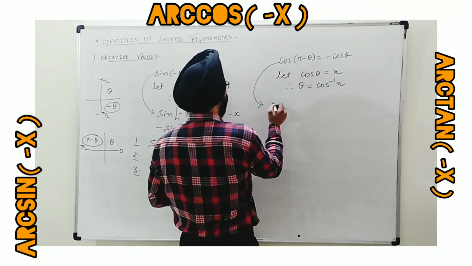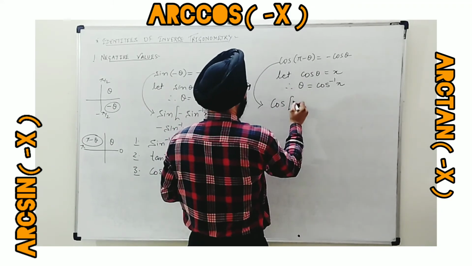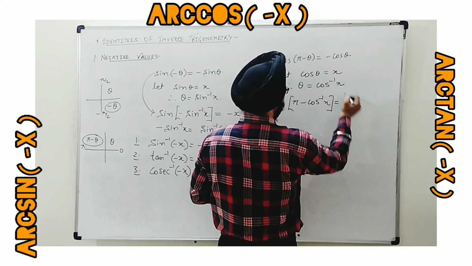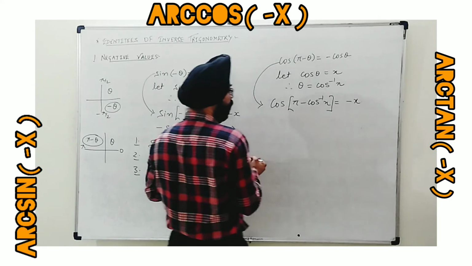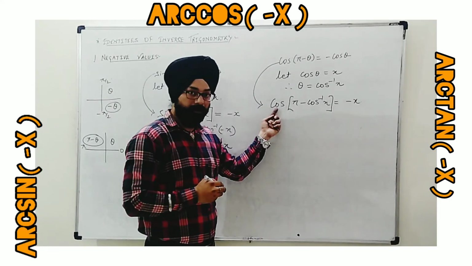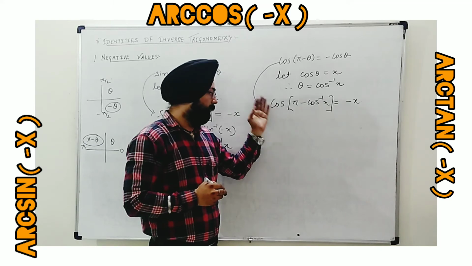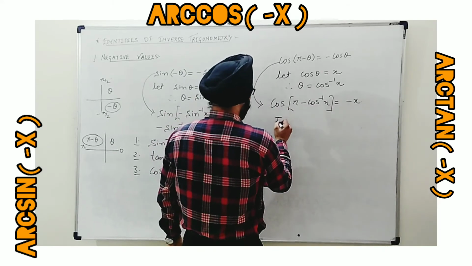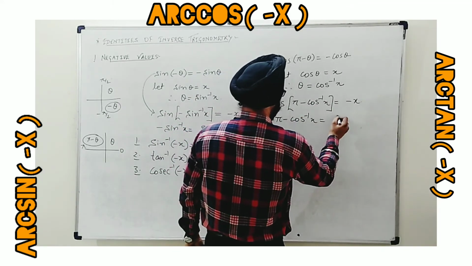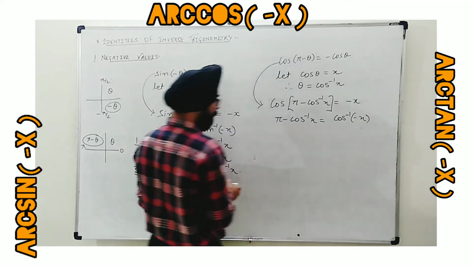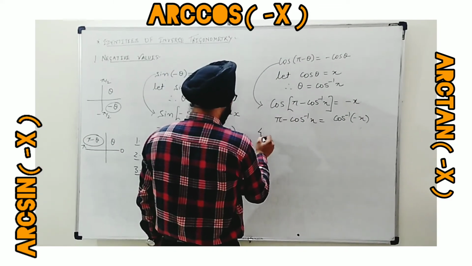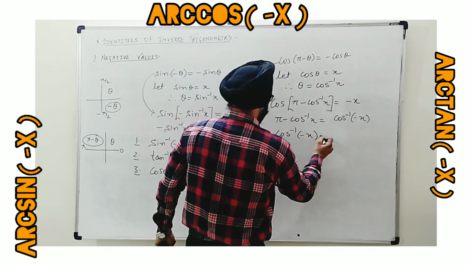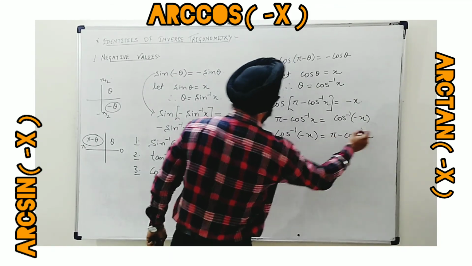So how do we do it? This cos first remains as it is. Pi minus theta, we have obtained as cos inverse x. This is equal to minus cos theta, so this is minus x. And again, as this is a normal trigonometric function, to eliminate it we take cos inverse on both sides. This becomes pi minus cos inverse x equal to cos inverse of minus x. So this becomes the fourth identity of the group: cos inverse minus x is equal to pi minus cos inverse x.